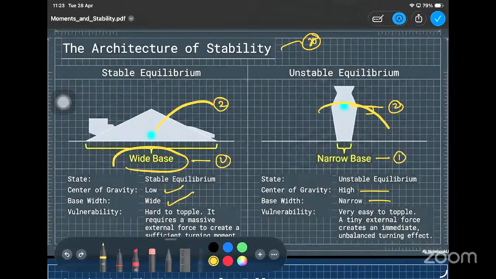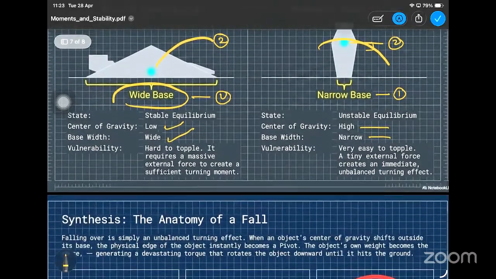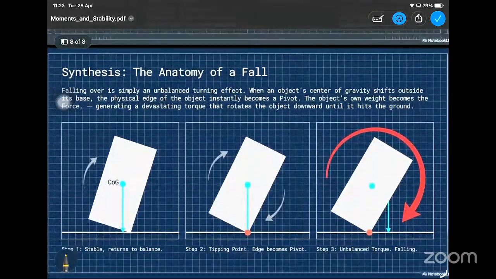Okay, so remember the points. So this is a good comparison. You can easily remember them. Okay. And here, this is the falling anatomy, or we can say the mechanism of falling, right?